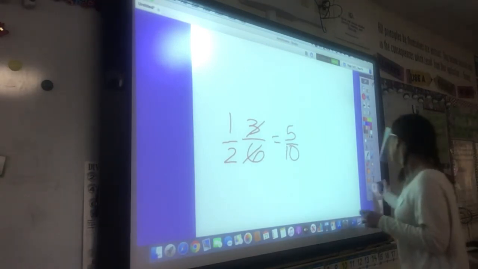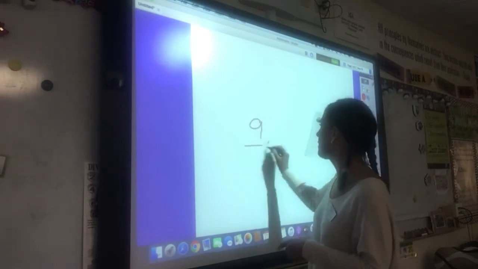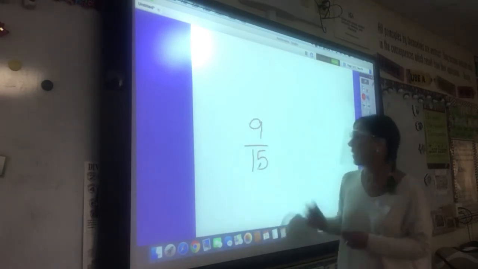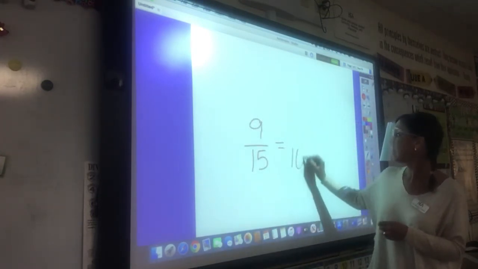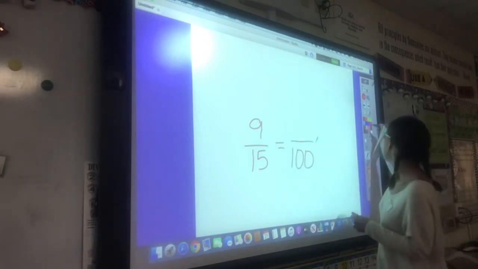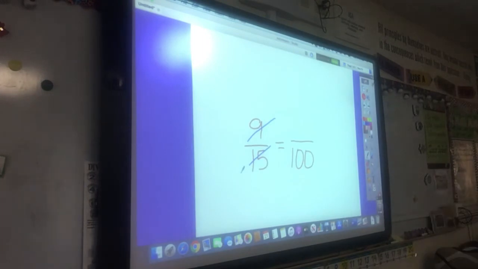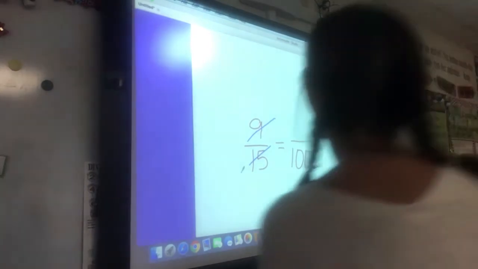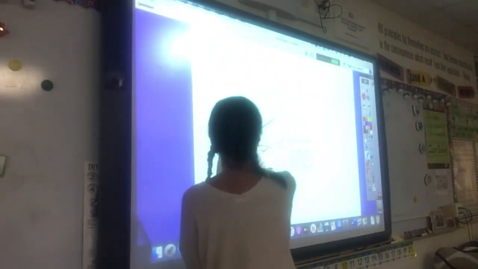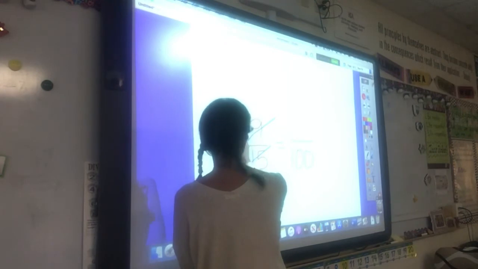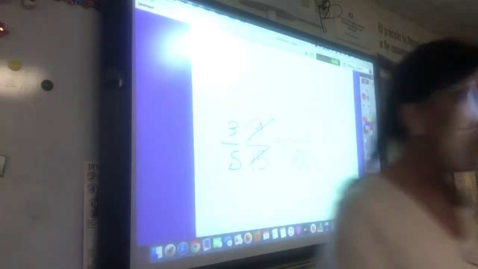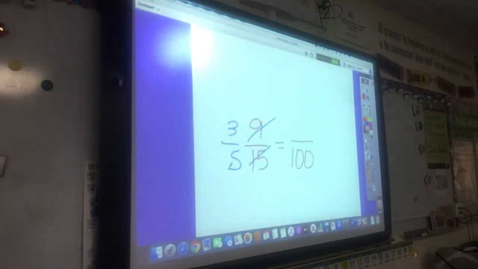So let's do another one like that. Let's do 9/15. Again, we can't do it right now because you can't go from 15 to 100, but we can do this, because 3 goes into both. So the bottom would be 5, and on top would be 3. It'd be 3/5. And now we can do it because you can go from 5 to 100. Do the same thing on the top, and we have our missing number.